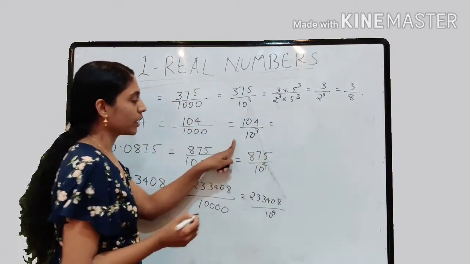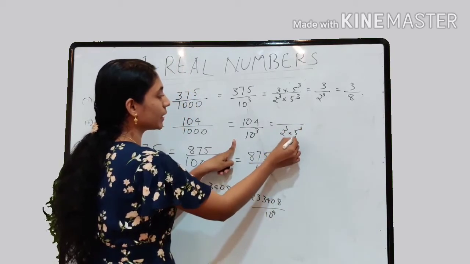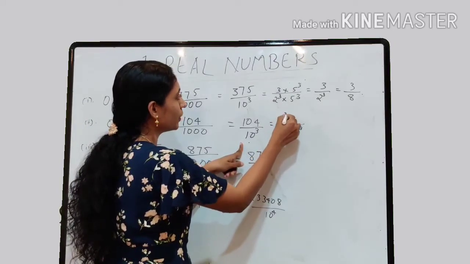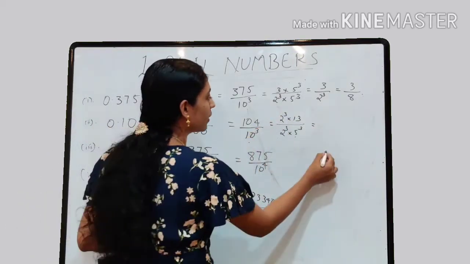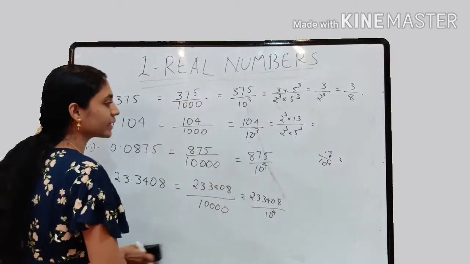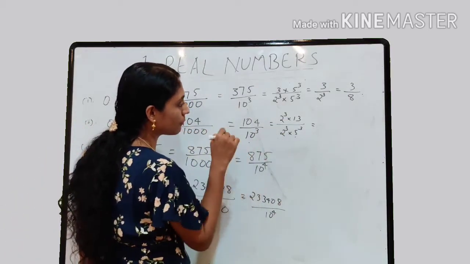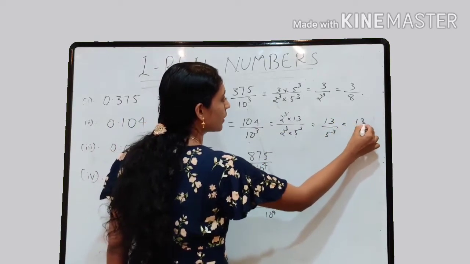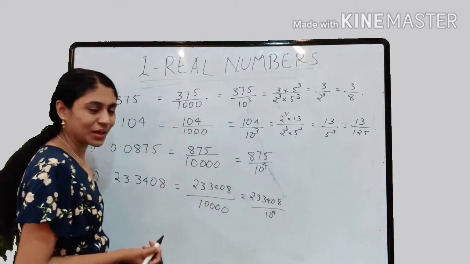Now considering this one, this can be expressed as 2 cube into 5 cube in the denominator, because when we multiply this we will get 1000 or 10 raised to 3. And here it is 2 cube into 13, right? We can check it. 2 cube is 8, 13 into 8 is 104, and 2 cube into 5 cube we proved is 1000, right? And here we can cancel the common factors 2 cube, 2 cube, so that we will get 13 by 5 cube, which is 13 by 125, right?